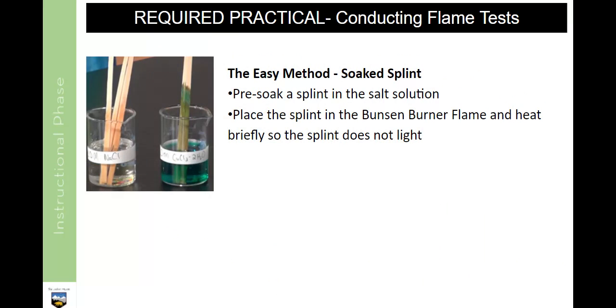Now, the next method is what I call the easy method. It's soaking a splint in the soap solution. So rather than dipping it into the solid powder or the solid crystals, the solid compound form, the compound's dissolved in a solution, and then we can soak our splints in the solution. The splints absorb the solution. We can hold that into a flame, and it should give us a colour change.